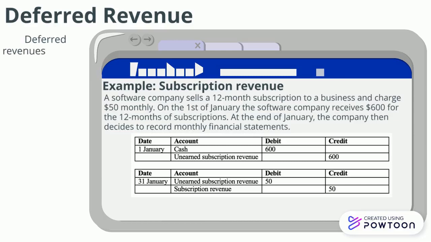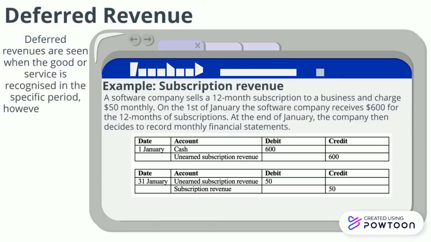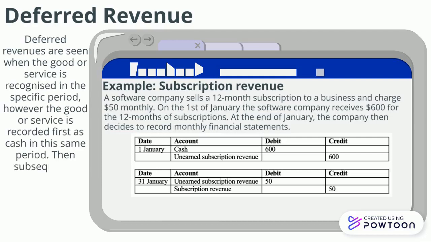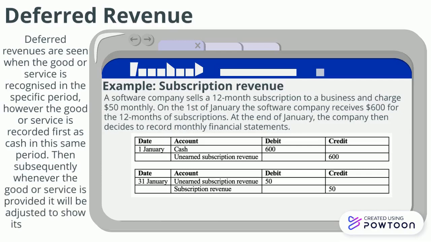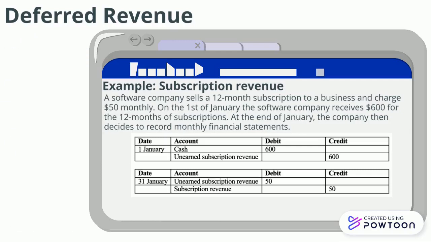Revenues are seen when the good or service is recognized in the specific period, however the good or service is recorded first as cash in the same period. Then subsequently, whenever the good or service is provided, it will be adjusted to show its completion. Subscription revenue shows us how during the period when revenue is received, cash is debited and unearned subscription revenue is credited. However, the second journal entry further helps us understand that we can recognize how the unearned subscription revenue account can increase through debit, but the subscription revenue must be credited.